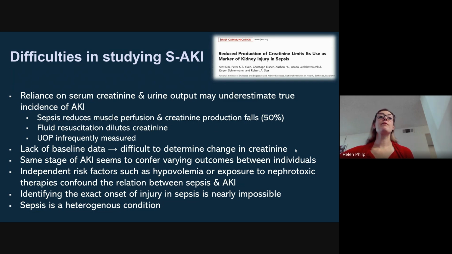There's the lack of baseline data, and the fact that even with the same stage of AKI, two individuals can have very, very different outcomes. And so I think the thing is, sepsis is such a heterogeneous condition. It's just very difficult to make comparisons between all of these different patients that hold true when you get another population of septic patients. There are a lot of independent risk factors that AKI patients and septic patients will commonly suffer.